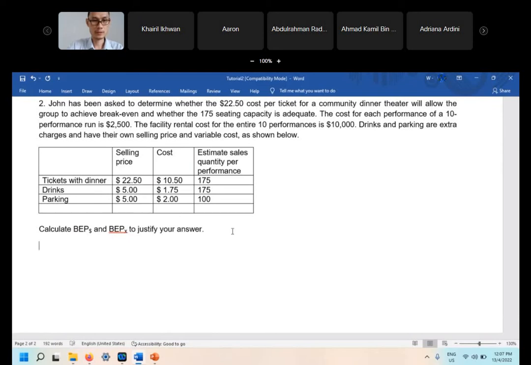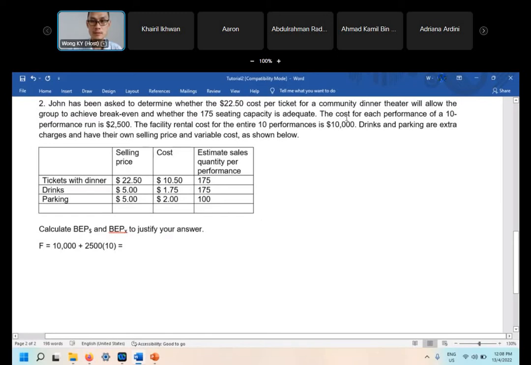So fixed cost F is equal to 10,000 plus 2005 times 10, right? Because it's given for 10 performances. So we calculate it for 10 performances, 10,000 and then plus 2005. 2005 is for each performance, so you have to multiply with 10. So for this you will get 35,000. Okay, correct.